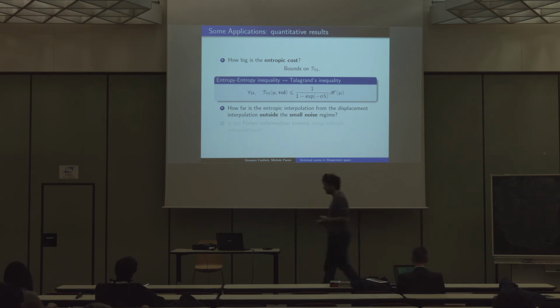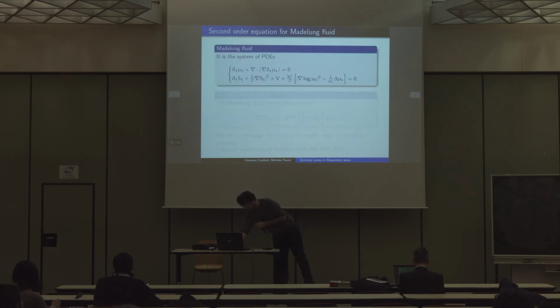You can also look at the question: is the Fisher information going to evolve in a convex way along these interpolations? Here I didn't put the answer, but the answer is yes, provided the interpolant is a log concave curve. And of course, if you have information about the evolution of the Fisher information along the curve, you can tell a lot about the shape of the measure.